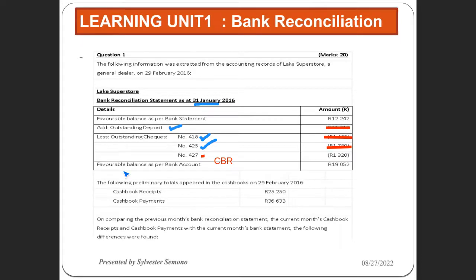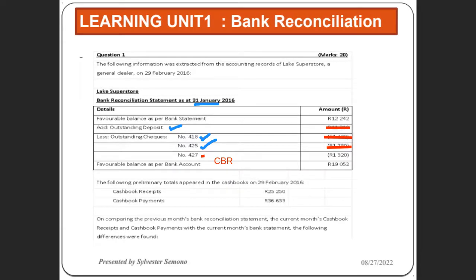Can you see here they said favorable balance as per bank account. So this is the balance of the bank account that I need. This is important. The bank account. This is the one that I'm looking for. And they said favorable. So this will make the difference because if they said unfavorable, it will be something else. So when they say favorable, is it debit or credit? It's a debit, sir. So it's going to be debit in our books. Meaning I know that I'm going to put this on the debit side as my balance. That's how I decide.